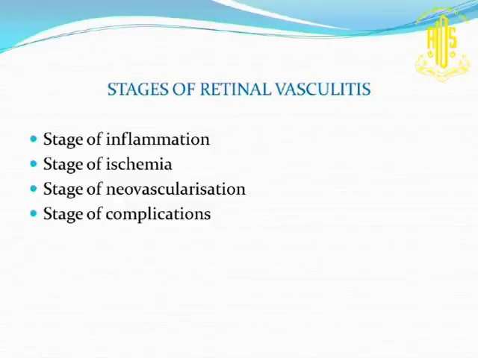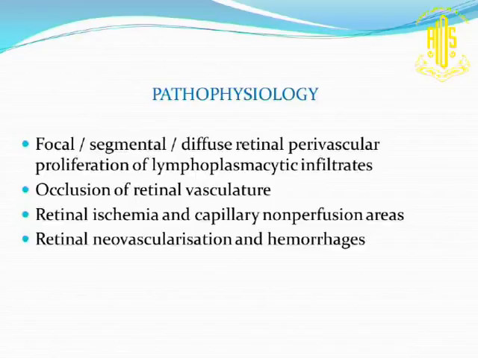In retinal vasculitis, the first stage is the stage of inflammation, followed by the stage of ischemia. The third stage is the stage of neovascularization. The fourth stage is the stage of complications. In the stage of inflammation, you get vascular occlusion.